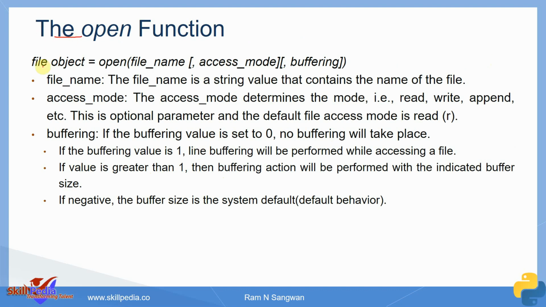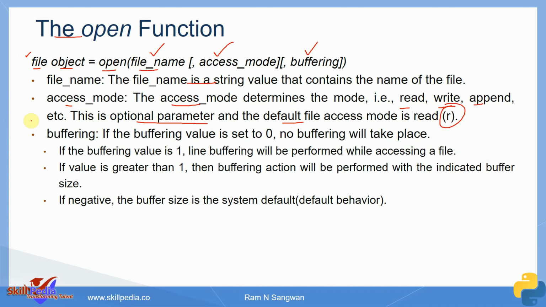The open function has the syntax: file object equals open(file name, access mode, buffering). Let's understand one by one. The file name is the name of the file. Access mode determines the mode, for example read, write or append, etc. This is an optional parameter and the default is read.